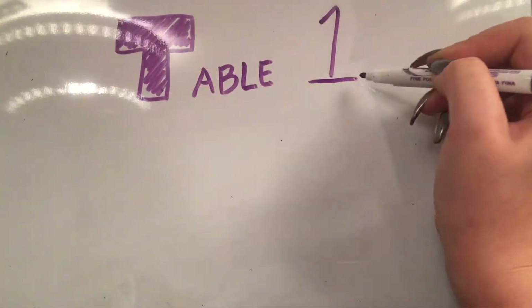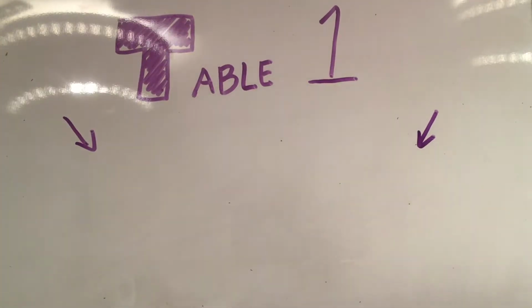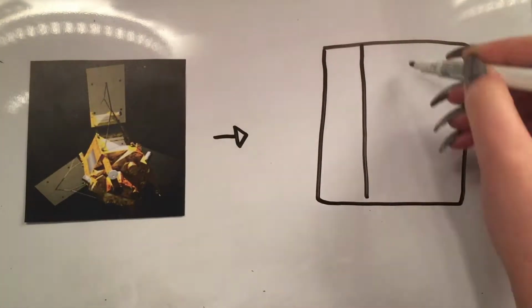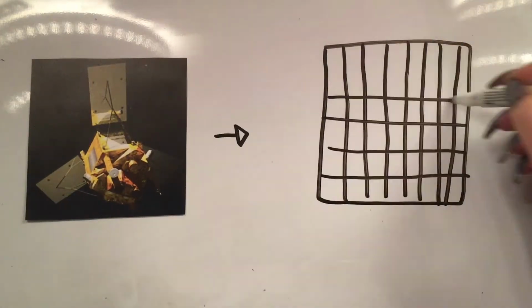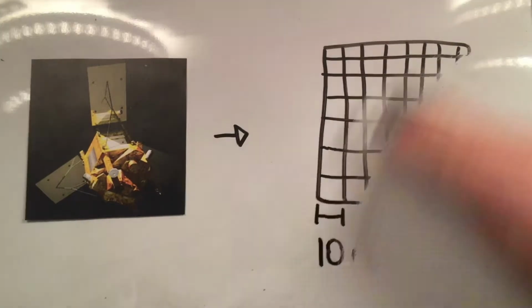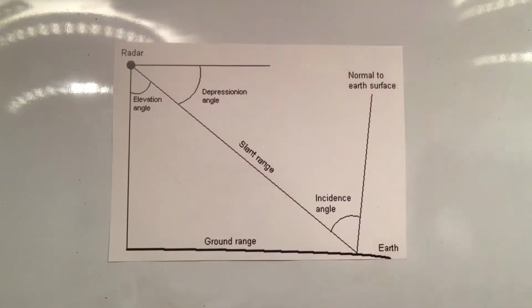Table 1 shows the specifications of the panchromatic level 1A SPOT 4 images used to capture both the master image and the slave image in the study. As shown in the table, the master image was acquired on the 25th of May 2007 and the slave image was acquired on the 14th of January 2008. Both images were captured with the SPOT 4 satellite in order to have a very high spatial resolution of 10 meters that was necessary to conduct the COSI-CORR technique. Both images also have a low incident angle to minimize stereoscopic effects.